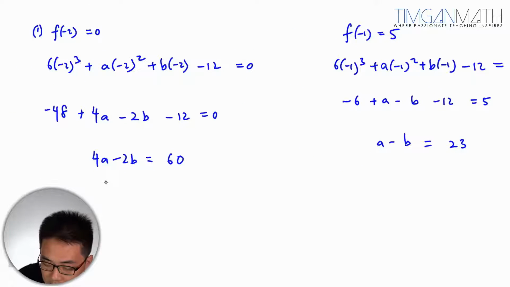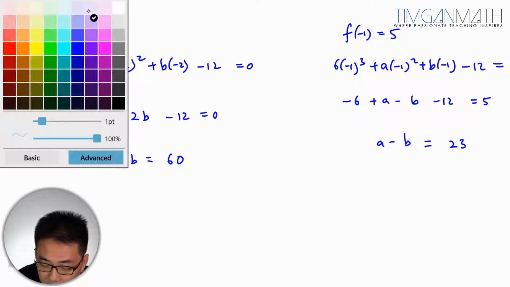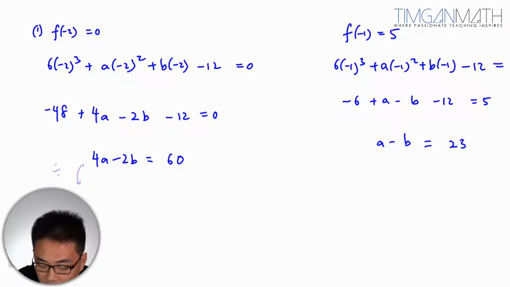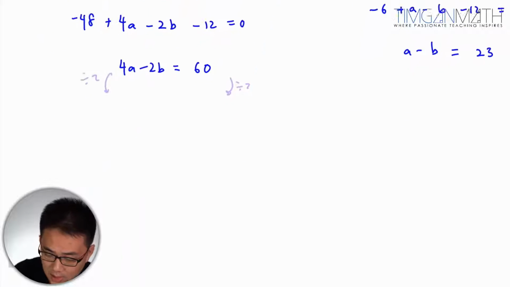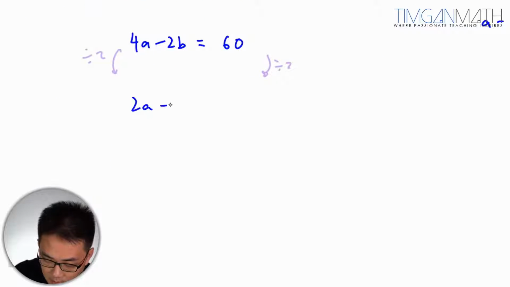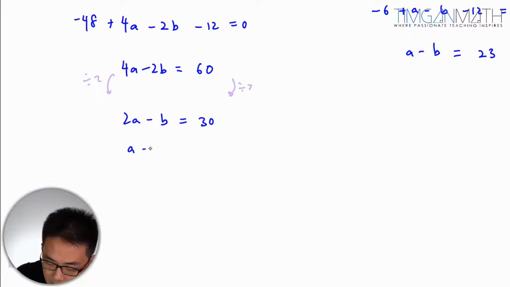Okay, so this part here, what I can do is actually divide by 2 both sides. So it'll be easier for me if I were to divide both sides by 2. So once this is done, what we're going to get is actually 2a minus b equals 30. Okay, so a minus b equals 23 from here.